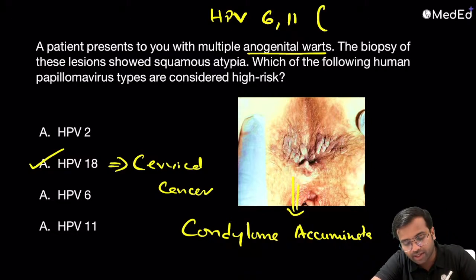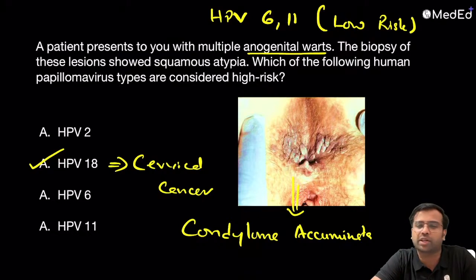So both 6 and 11 are considered to be low risk subtypes. The low risk subtype usually does not proceed into any kind of a malignancy. So which type of HPV proceeds to a malignancy? That is going to be 16 and 18, which is associated with cervical cancer.